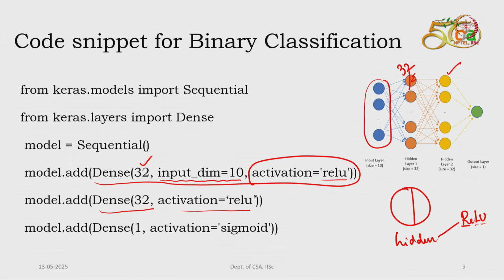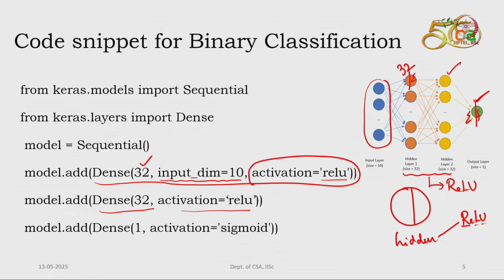So, I hope it is clear so far. At the hidden layer, the activation function we are using is ReLU. Now, the most important question is what activation function to use at the output layer. Here also we have a summation part and then there will be an activation function.